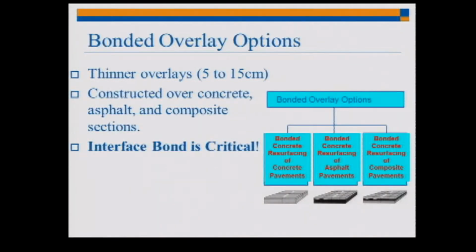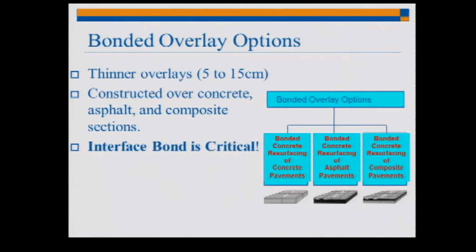So let's talk a little bit about bonded overlays. These can be constructed again over concrete, over asphalt, or what we call a composite bonded overlay. And these generally range from 5 to 15 centimeters. Rarely do you see one that's 5 centimeters. It's probably more like 8 or 9 centimeters thick.